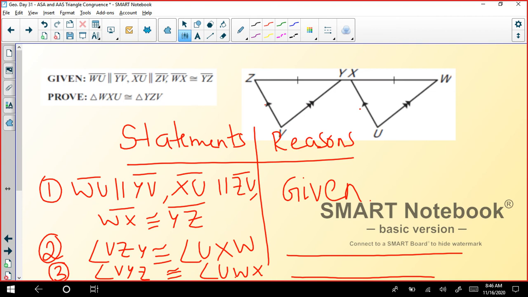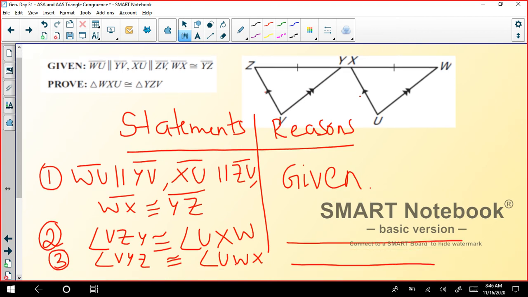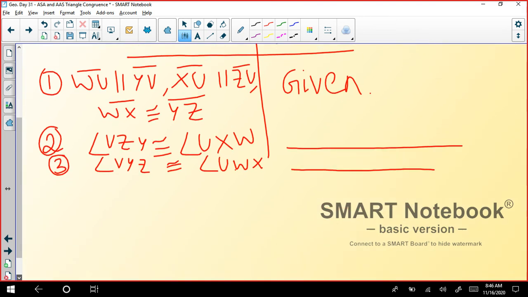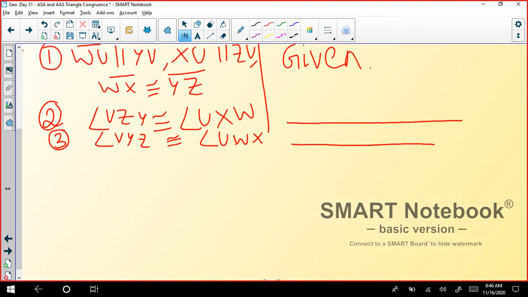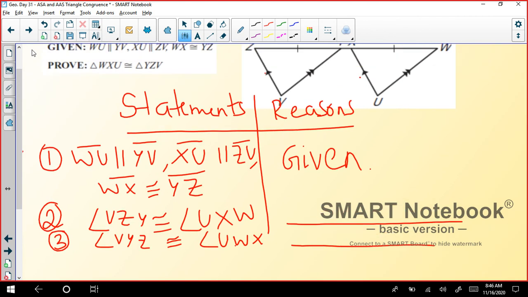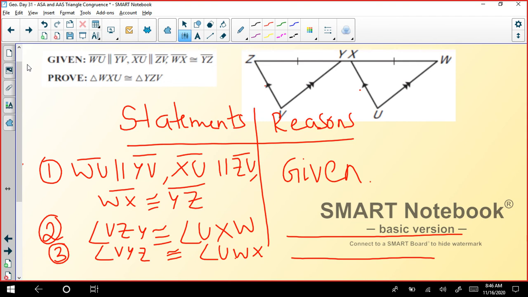Write the reasons for these two, and I'll be writing the final step after this. You write the reasons for these two. The next step is your final step, and you have to write the reason for that as well. So use your chat and tell me the reasons for the second, third and fourth step. The fourth step is triangle WXU is congruent to triangle YZV.